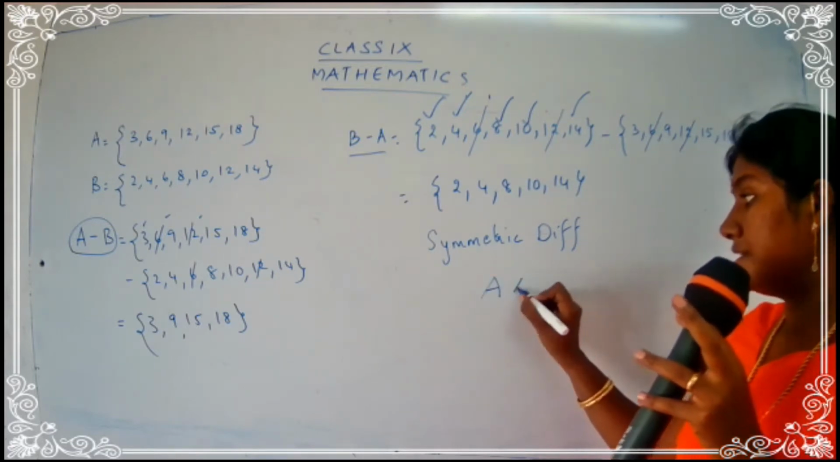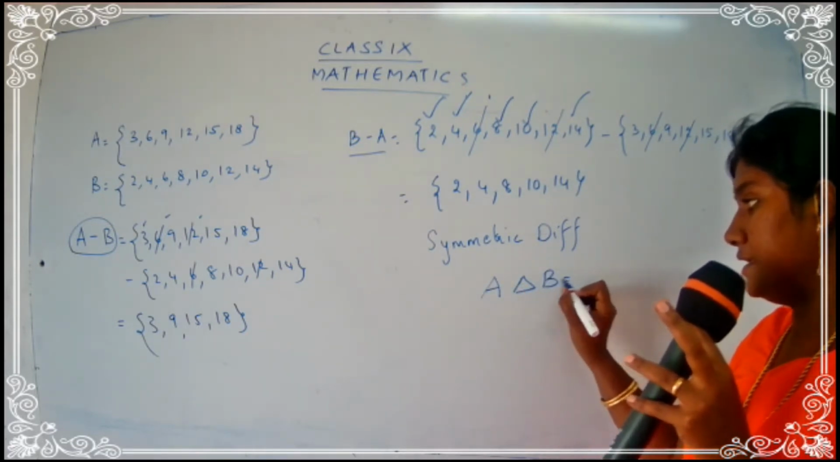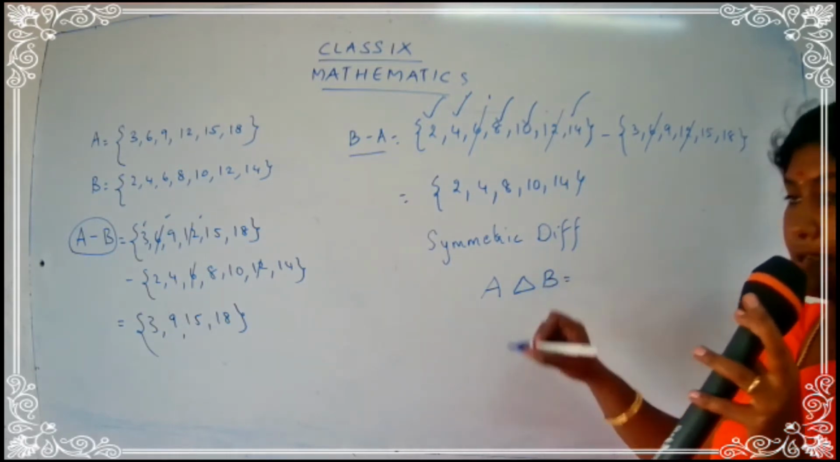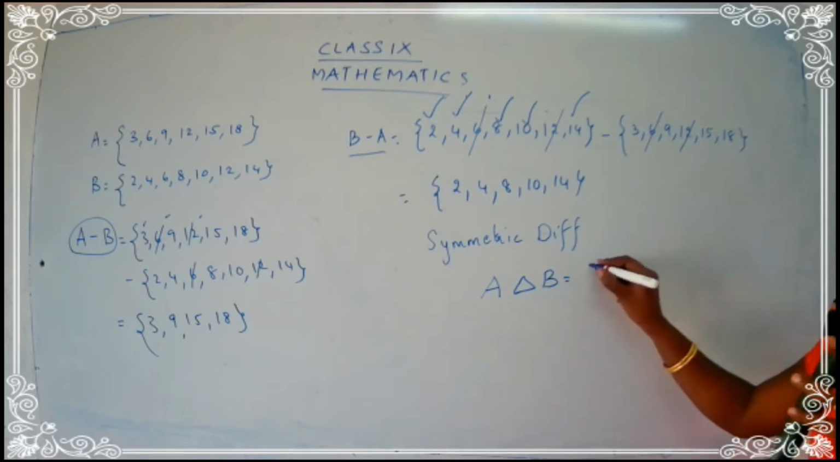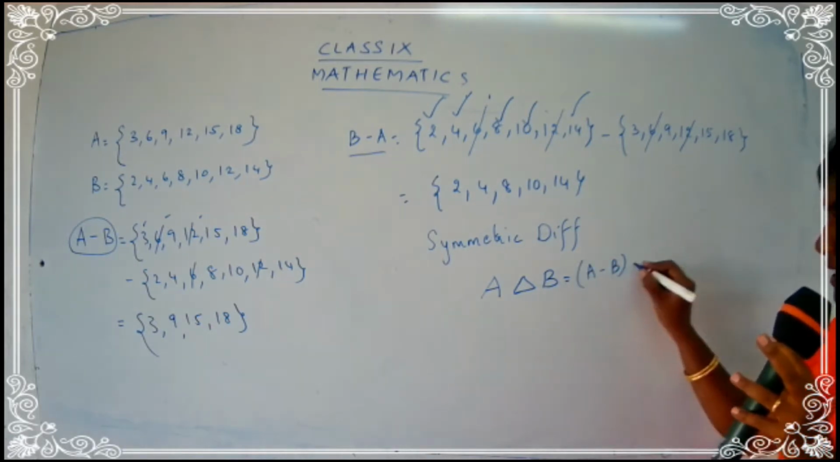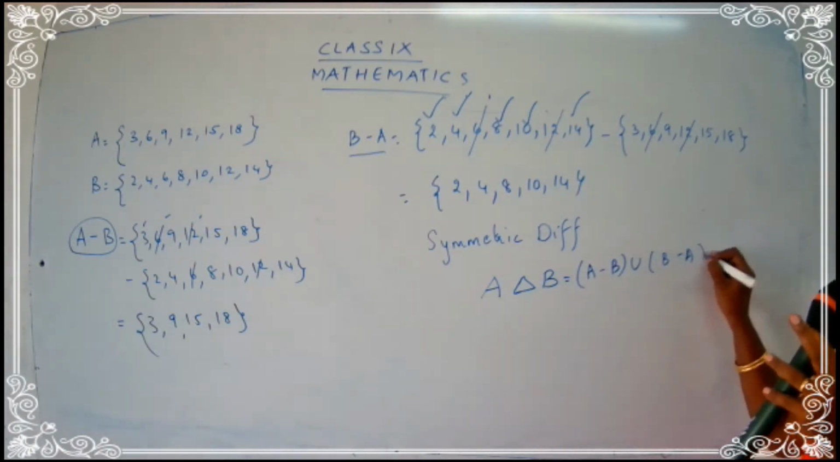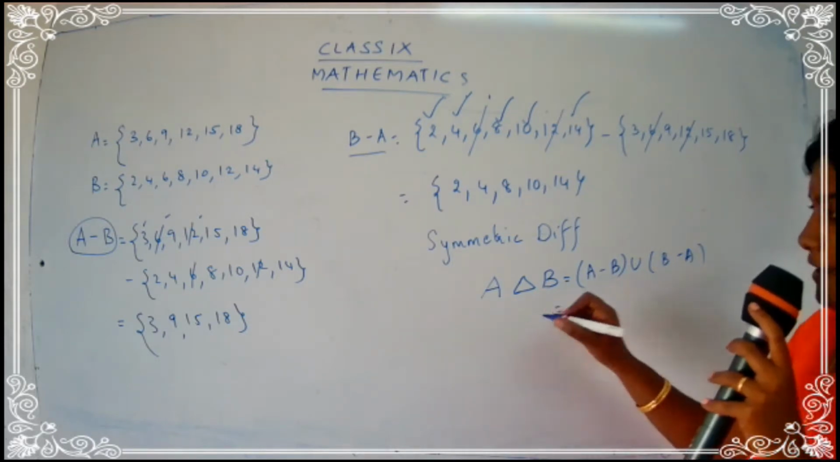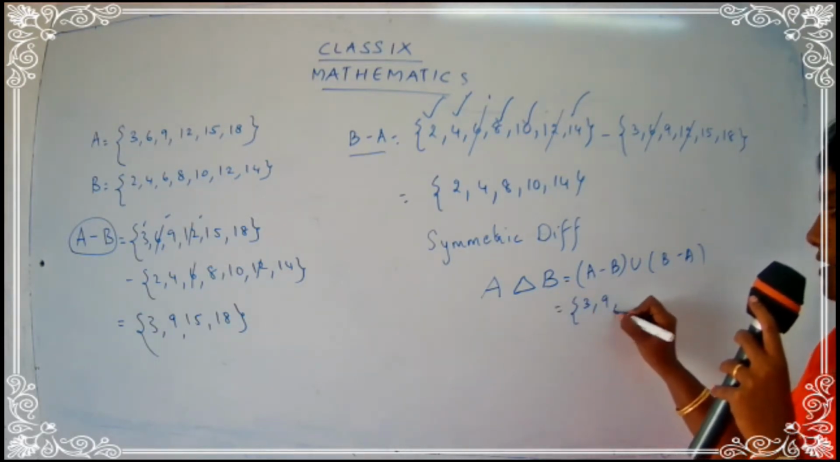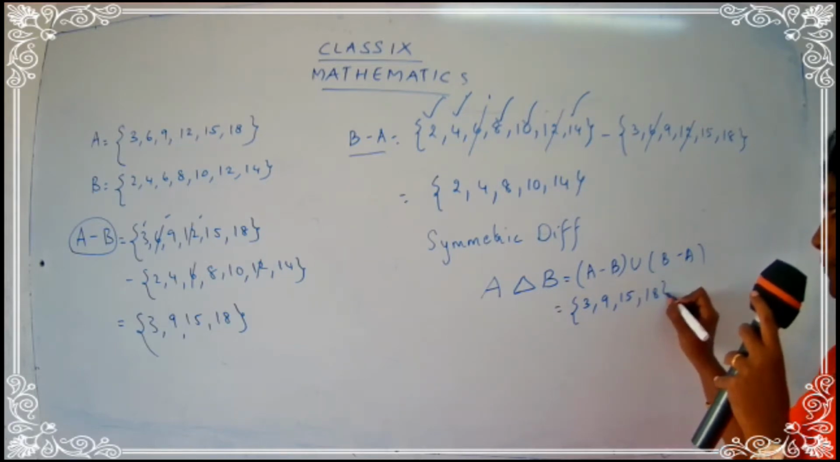A symmetric difference B. What is the formula for symmetric difference? A minus B union B minus A. Okay, children, I have already found the value for A minus B. So just write down the value. 3, 9, 15, 18. Union.